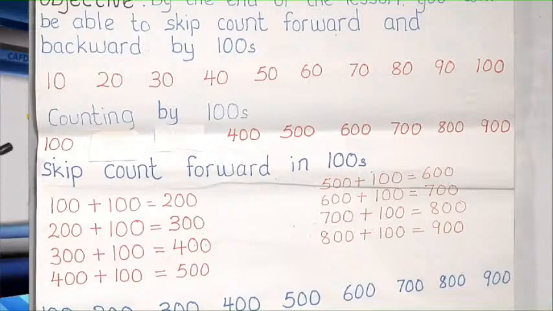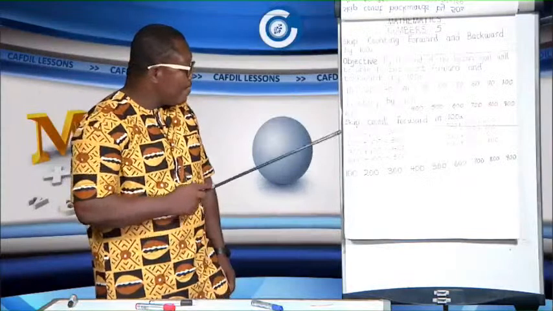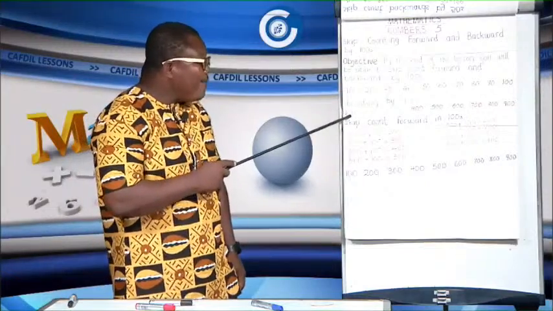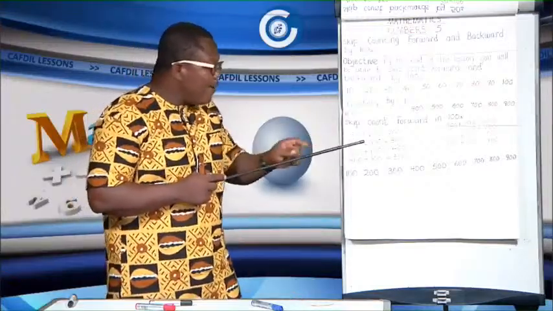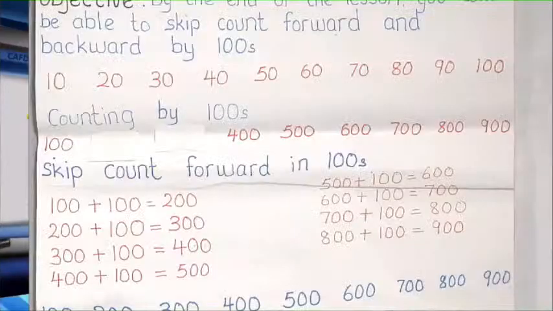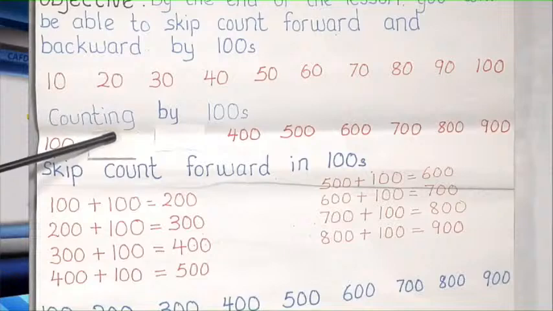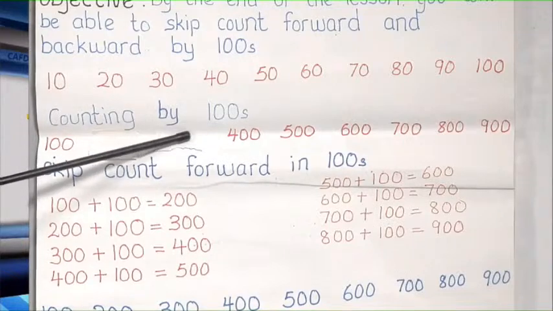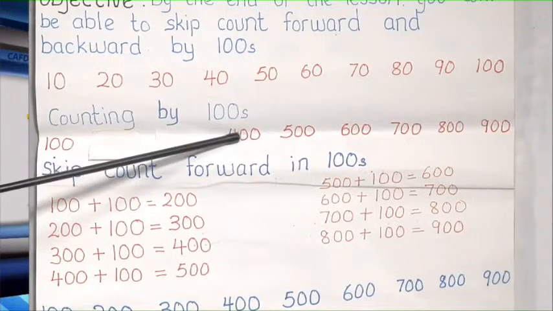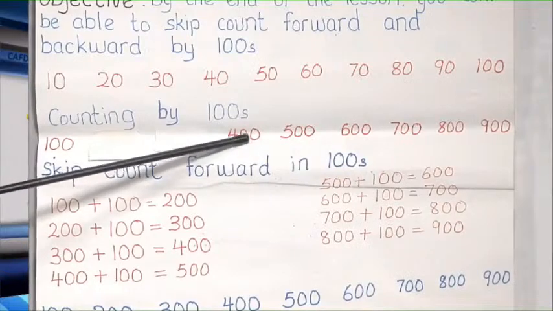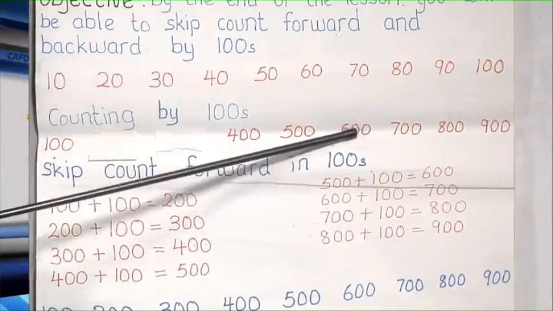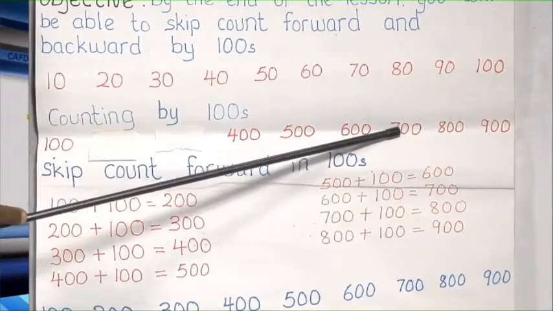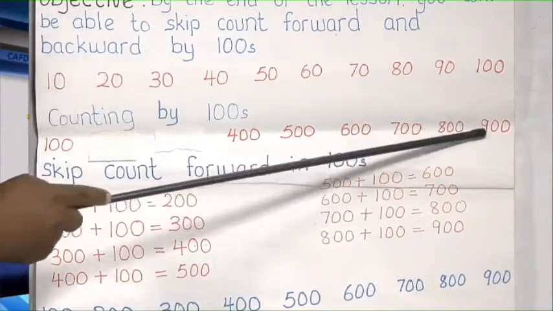Now, let's look at something here. Now I have 100 here. I want to count forward. But here there is nothing. Here too there is nothing. But here we have 400 here. And this one 500. This one we have 600. This one 700. This one 800. And then 900.